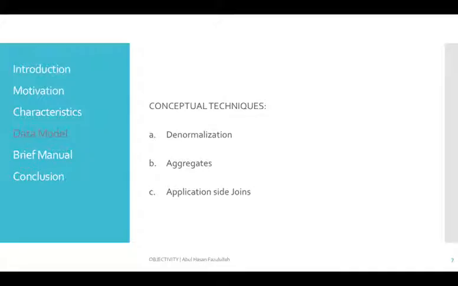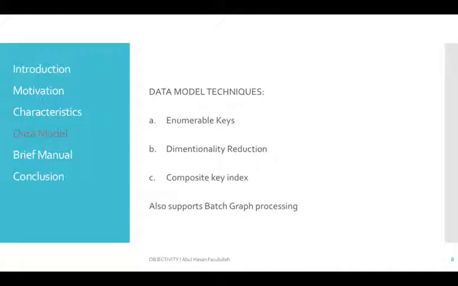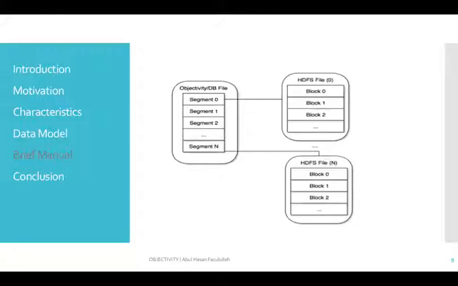So denormalization, aggregates, and application-side joins are the conceptual techniques used by this database, and enumerable keys, dimensionality reduction, and composite key index are the data model techniques used by this database. It also supports batch graph processing. This batch graph processing is supported by ThinkSpan, and you can add the ThinkSpan plugin to this Objectivity DB.